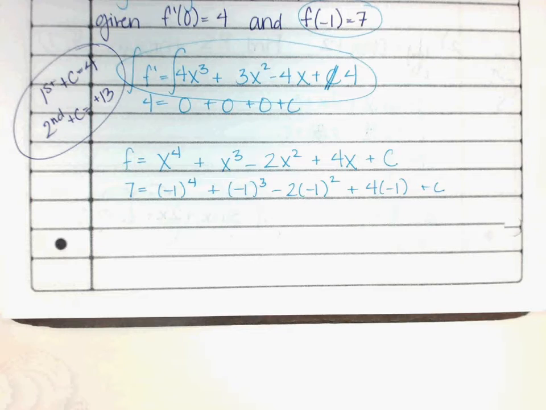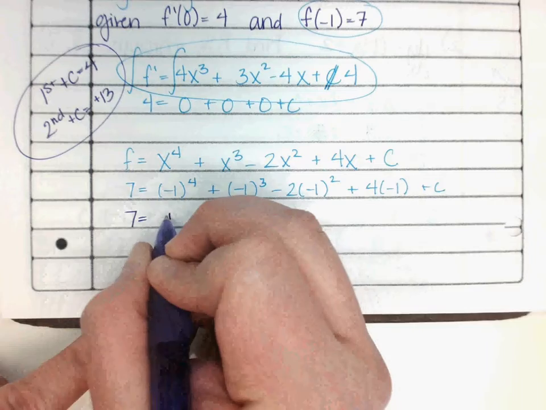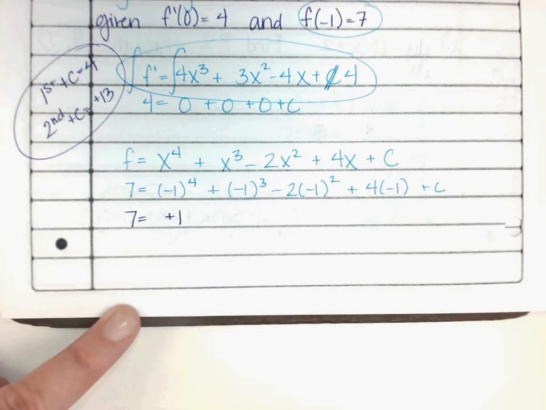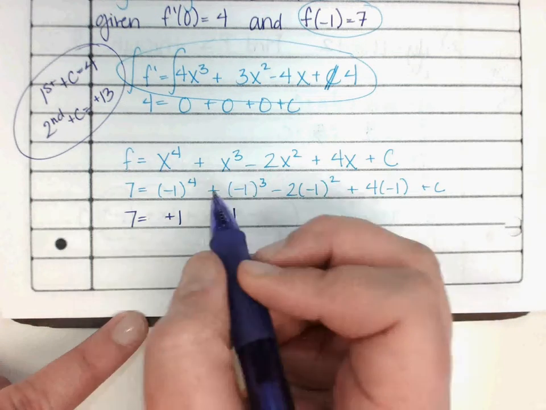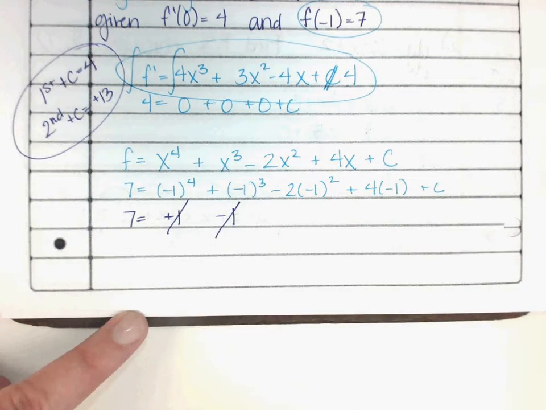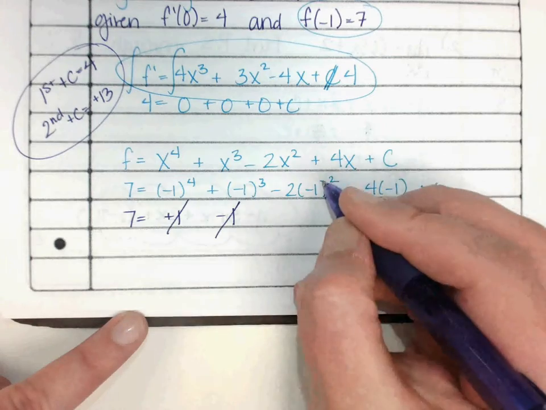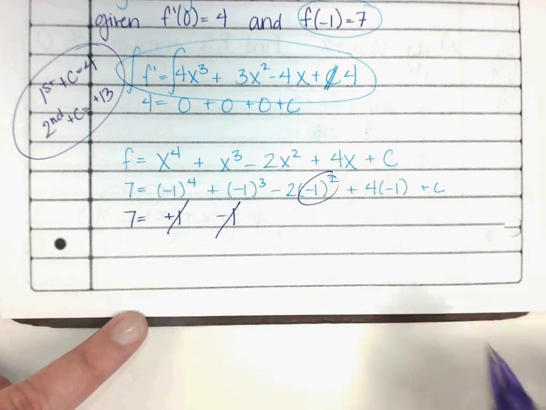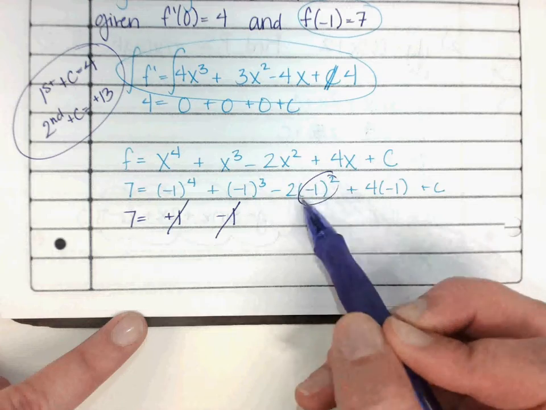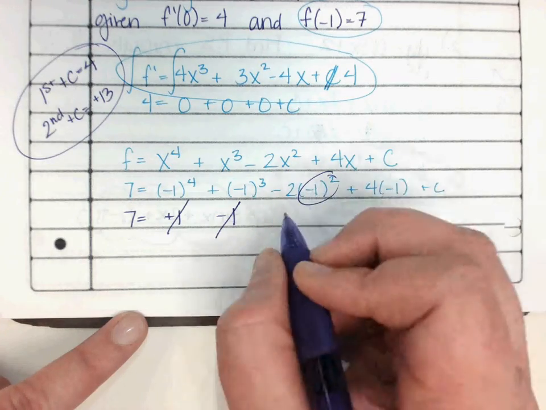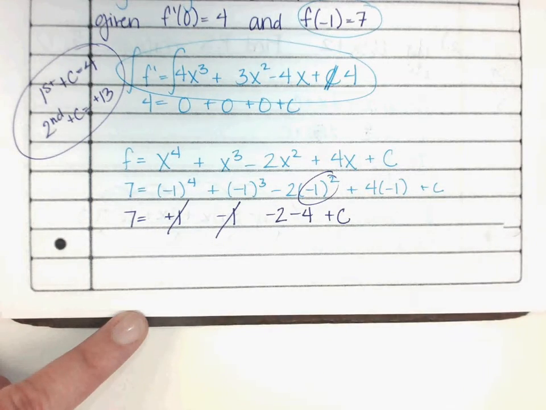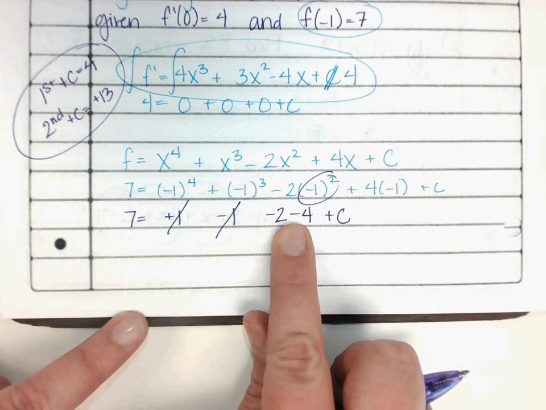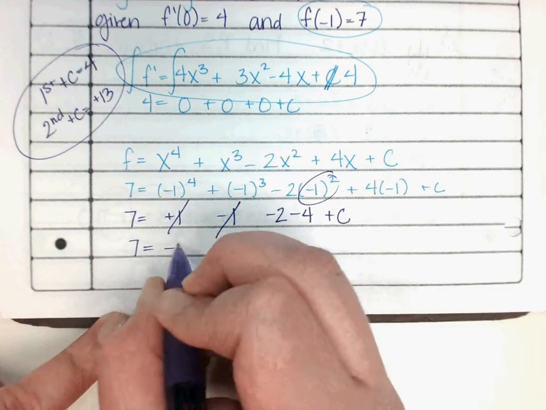Okay, then what happens if you have -1 to the 4th power? How's it come out? That's a positive 1, but then -1 to the 3rd power comes out as a -1. So really, those guys just cross out. Okay, then from there, -1 squared, how much is that? Yep, times -2 minus 4 plus c. That makes this a -6, and how do you undo the -6?